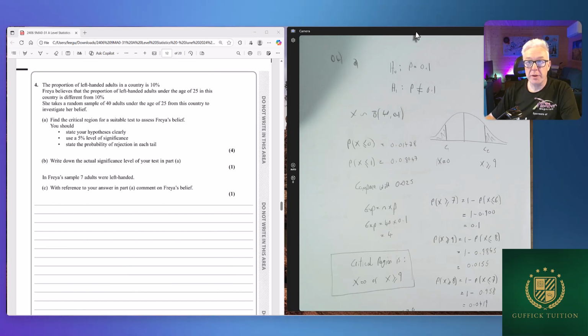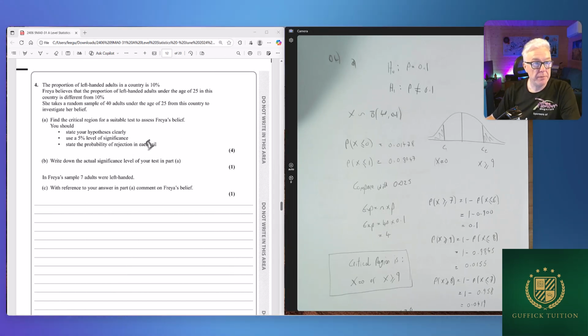Hello everyone, and we're on the next question now. This is question 4, and this is a question on hypothesis testing.